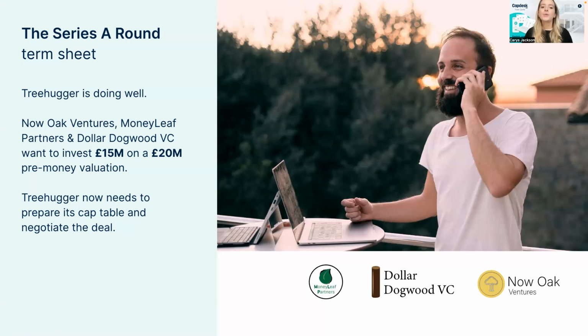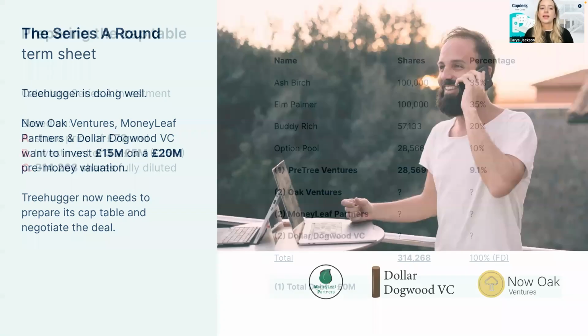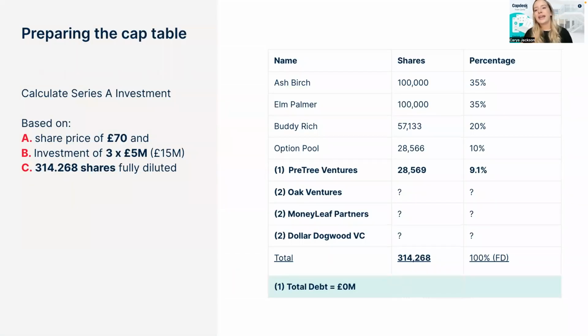Now, how Tree Hugger would close a round like this is to start by preparing the cap table. That's the very first part of the negotiation. So you prepare the cap table in order to negotiate the deal. So let's work out what our Series A investment is based on. Just to note here, there was a seed investment from Pre-Tree Ventures in the seed round, which we didn't cover. But let's just start by calculating with a share price of £70 and an investment of 15 divided by 3.